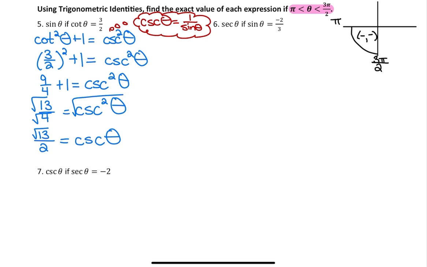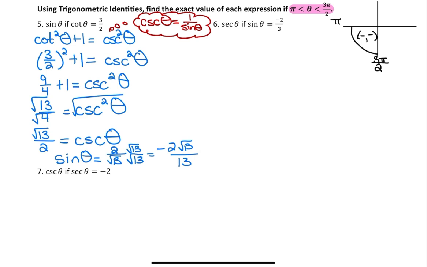That means that the sine of theta would have to be the reciprocal of that, 2 over the square root of 13. Rationalizing that would give us our final answer of 2 square roots of 13 over 13. And let's think about what sine is in that quadrant. Sine is negative, so this will have to be negative.